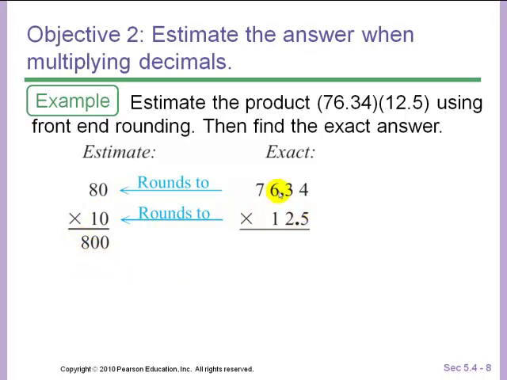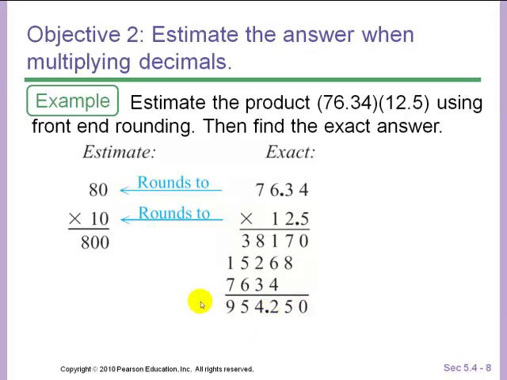So let's do our multiplication. We're going to ignore the decimals and just multiply the numbers as if they were whole numbers. And we get 954, and I'm guessing 0.250. At this point, I haven't counted anything. I'm guessing it goes here because my estimate was 800. So that's the only place I could put it to be anywhere near 800. If I put it here, I'd be at 95. That's way too low. If I put it here, I'd be at 9,542, and that'd be way too high. This is the only reasonable place to put it.